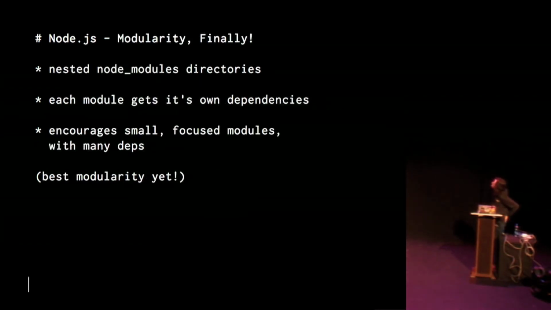Then eventually Node.js came along and we fixed it. Node.js doesn't have dependency hell. We have nested node_modules directories, and each module gets its own dependencies. You can even have multiple versions of the same module within the same program, and it won't break. It'll probably just work fine.